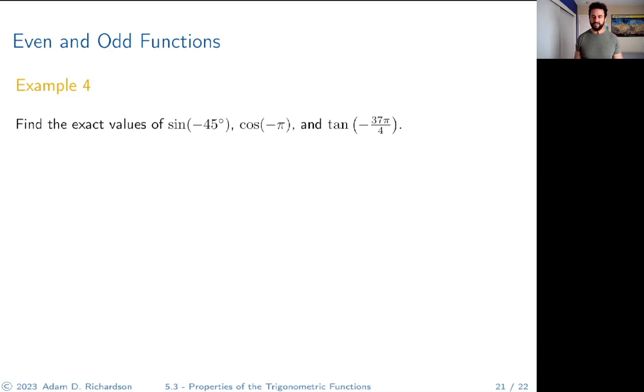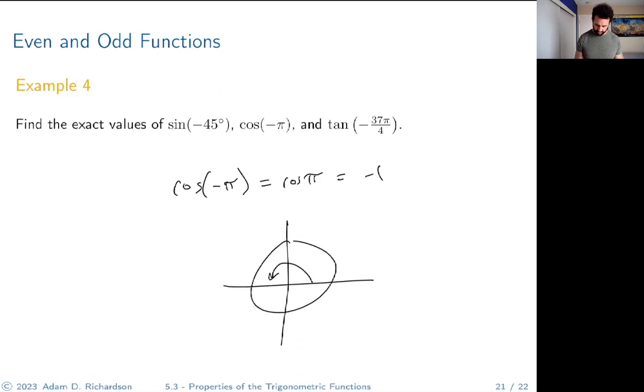Okay, what about cosine of negative pi? Cosine is an even function, so cosine of negative pi is the same as cosine of pi. But that we know is just going to be negative 1, right? Over there, you'll have negative 1.